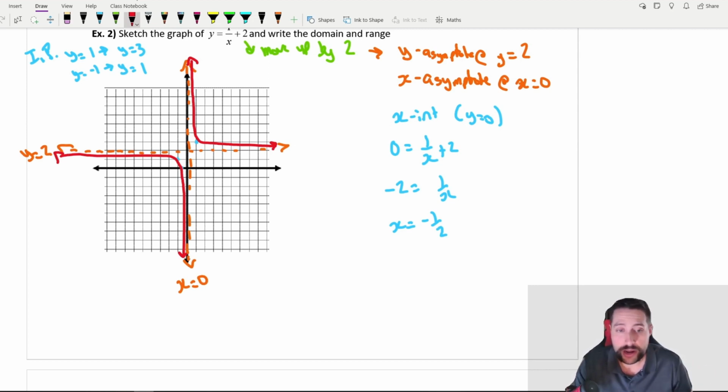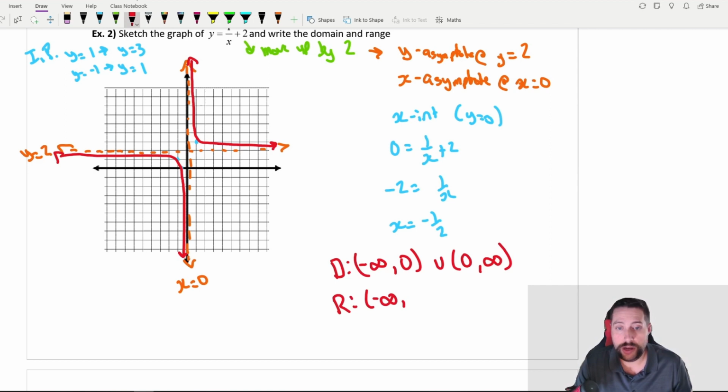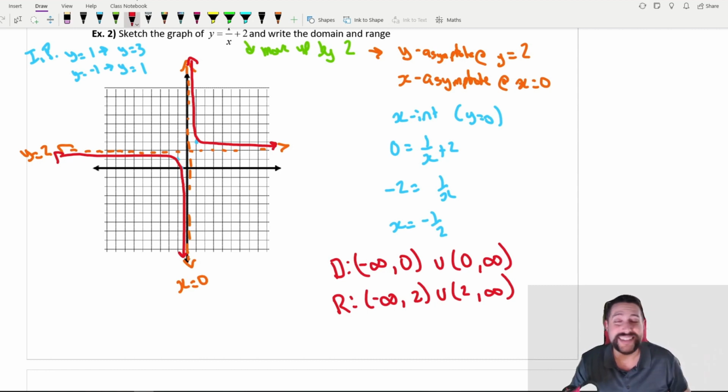If you want to write the domain and range, the domain is going to be everything but x equals 0. So it's going to be -infinity all the way up to 0, not including 0, plus 0 to infinity. And the range is going to be very similar. We have -infinity all the way up to 2, not including 2, and also 2 to infinity, not including 2. So there you have it. That is example number 2.